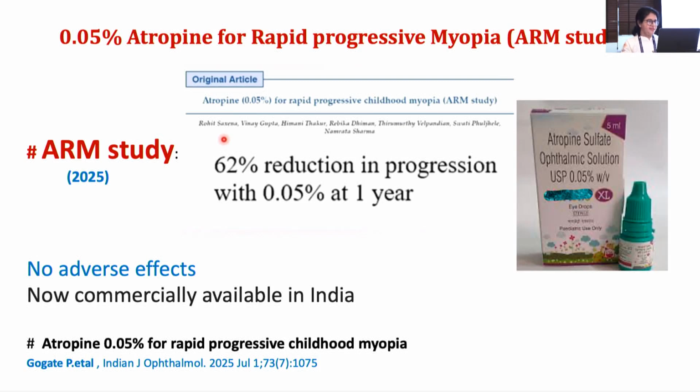Recently, the ARM study, that is, 0.05% atropine for rapid progressive myopia by Dr. Rohit Saxena et al., was published in 2025. It showed a 62% reduction in the progression and no adverse effects with 0.05% atropine. Now it is commercially available in India.